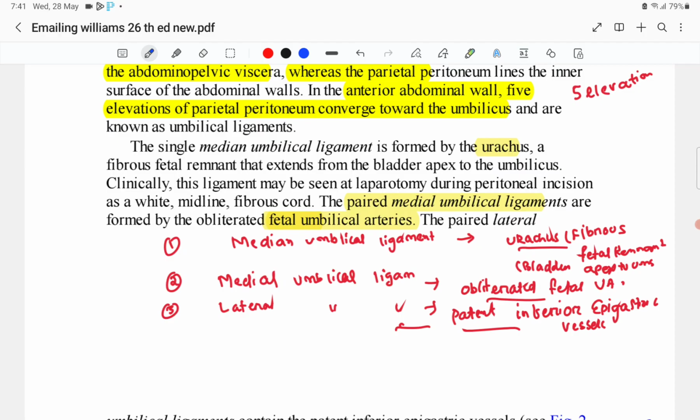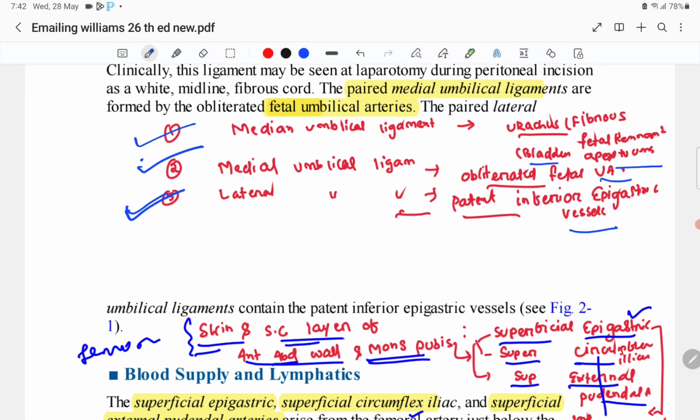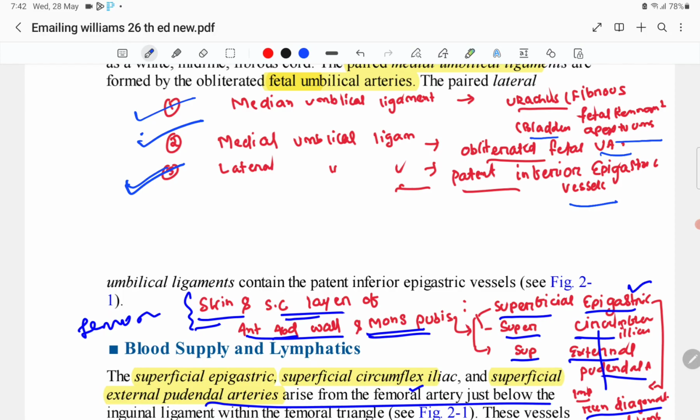There will be several peritoneal remnants, that is the umbilical ligaments. There are three ligaments: median, medial, and lateral. The median umbilical ligament is the remnant of the urachus, a fibrous connection between the bladder and the apex of the umbilicus. The medial umbilical ligament is the obliterated fetal umbilical artery, and the lateral umbilical fold is formed by the inferior epigastric vessels. These are the things from this paragraph you should remember.